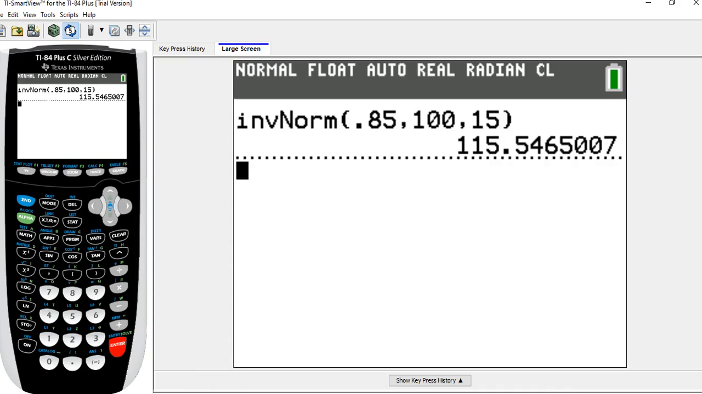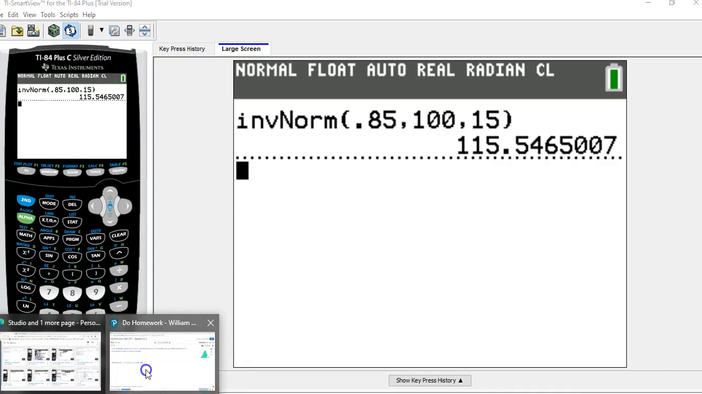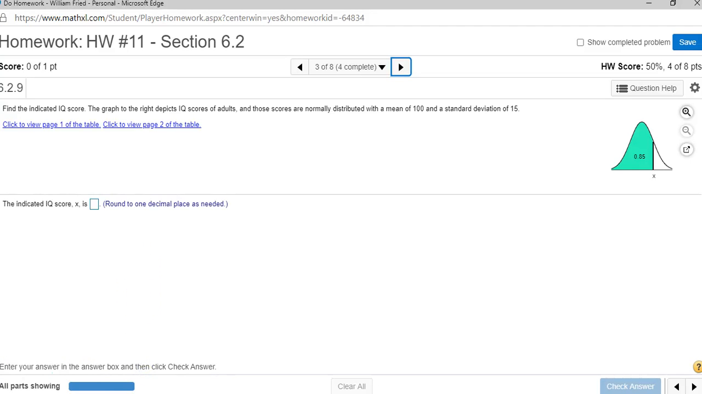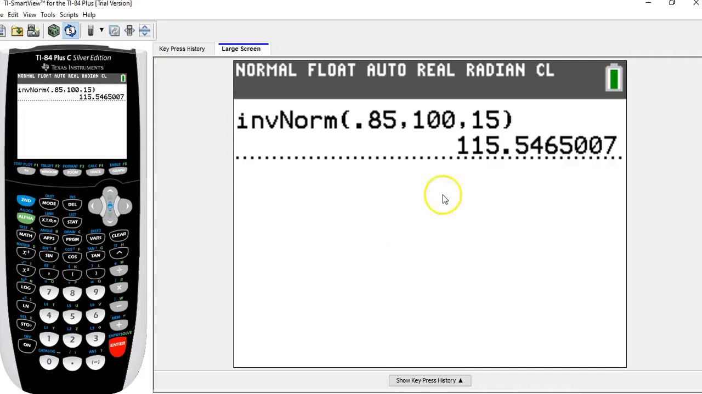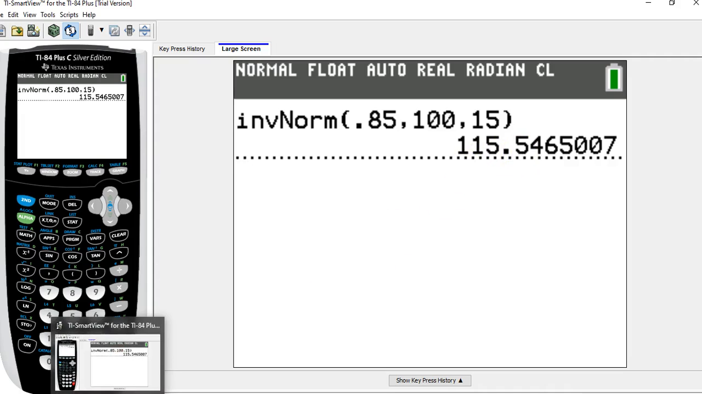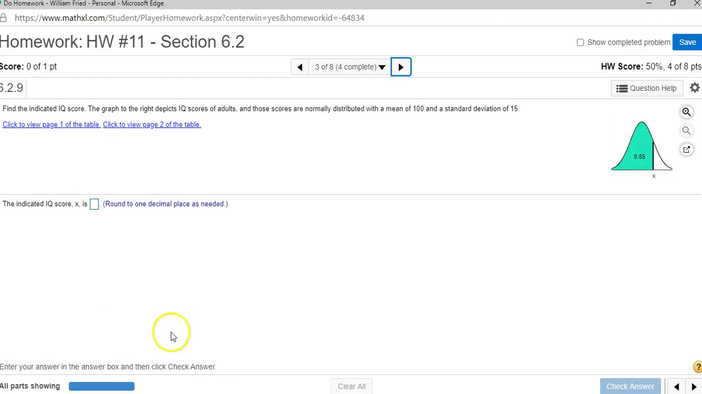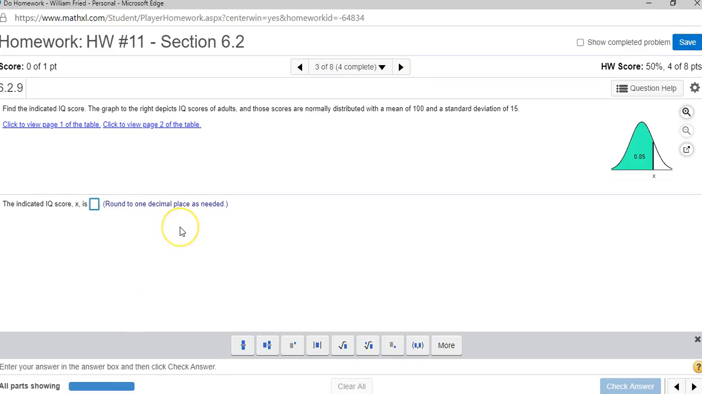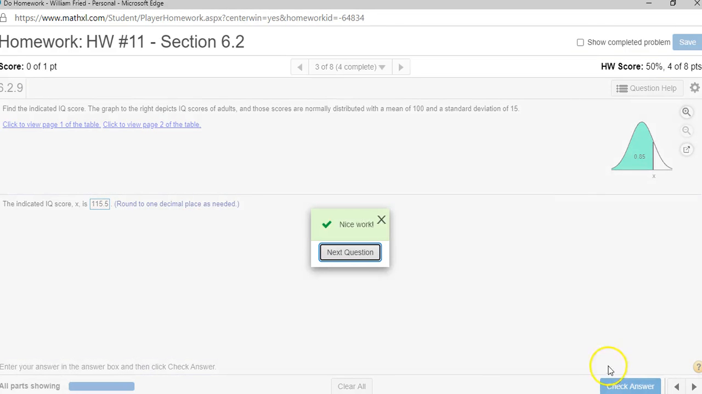This is what you would enter if you didn't have the stat wizard on. The answer is 115.5465. Let me see how they want that number represented. They want 1 decimal place, so 115.5. Check answer. Nice work.